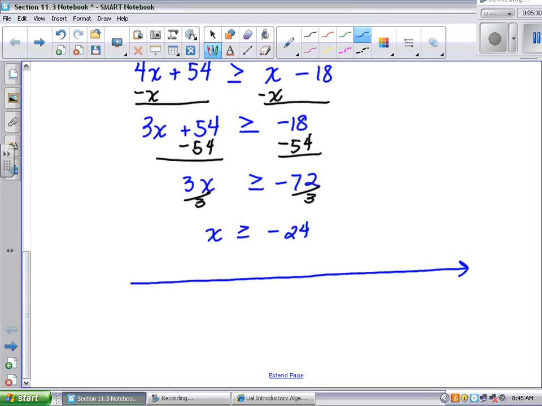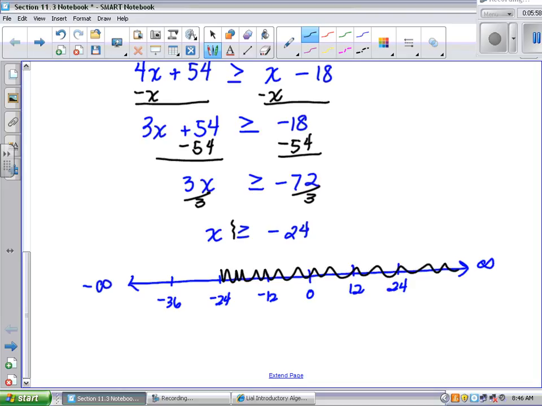When I draw my number line, thinking negative 24 is a pretty big number, I'm going to count off in 12. So 0, 12, 24, negative 12, negative 24, negative 36. I want x to be on the big side of the inequality, so we shade to the right of negative 24.